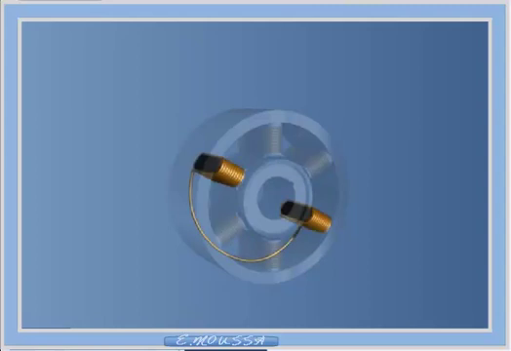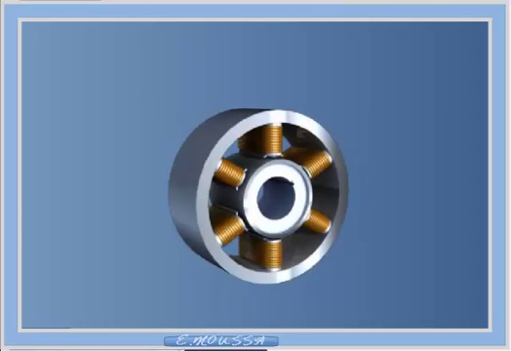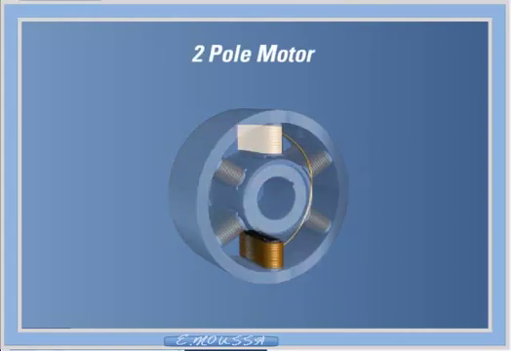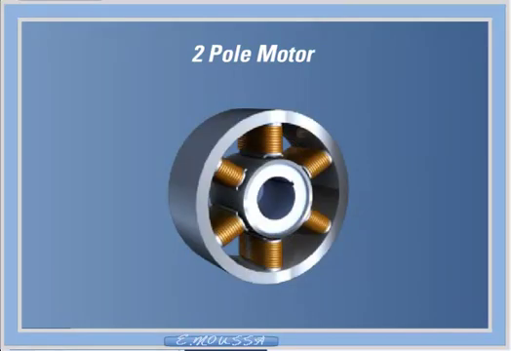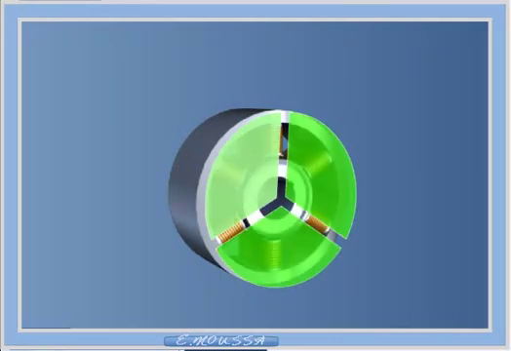We can see that 2 electromagnets have been wired in series for each of the 3 phases. This is called a two-pole motor, because there are two electromagnets which contribute two electromagnetic poles per phase to the stator field. The electromagnets are positioned such that the resulting fields are 120 electrical degrees apart.